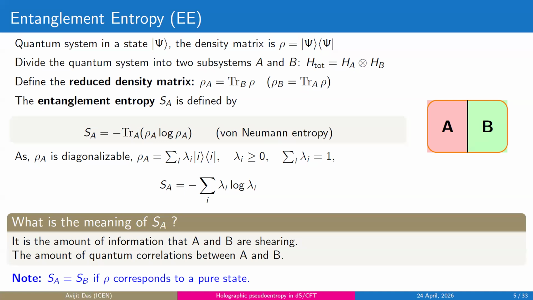Ultimately, what entanglement entropy is giving us is the amount of correlation between A and B, or the amount of entanglement. And if the whole system is in a pure state, one important property of entanglement entropy is that the entanglement entropy for A and the entanglement entropy for B are the same.